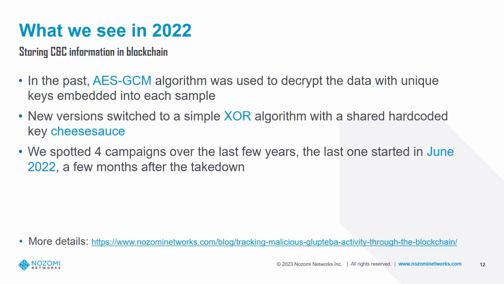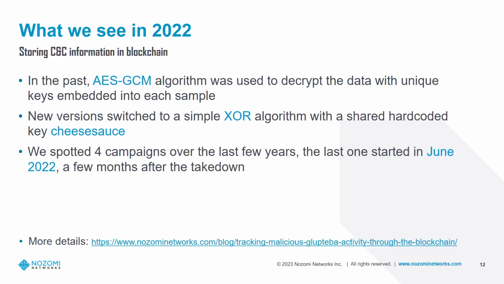New versions again follow the previous approach, and they decided, okay, who cares? The samples are so easily available, we don't want to bother. They switched to a simple XOR algorithm with a hard-coded key, and this hard-coded key has been used for a very long time. It still hasn't been changed for a while. Again, it's hard-coded into all the samples that are obtaining encrypted information from the blockchain.